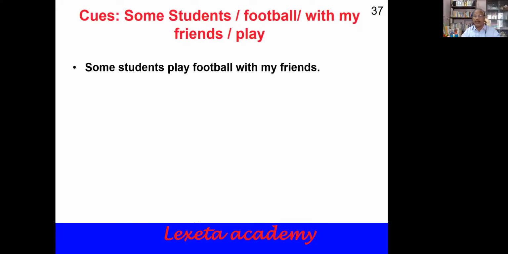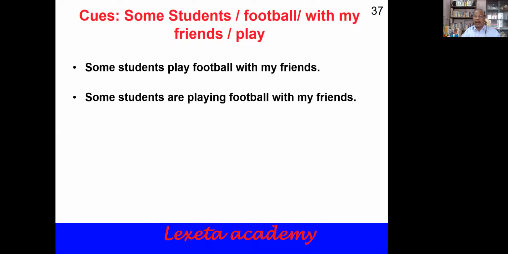Some students, football with my friends, play is the cue. So how to make some students play football with my friends? Simple present tense. Some students play football with my friends.